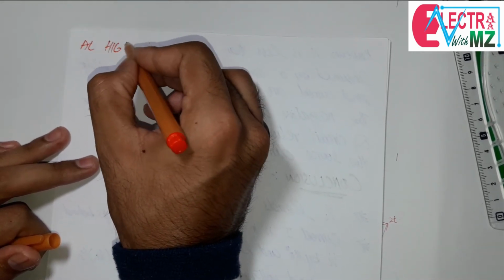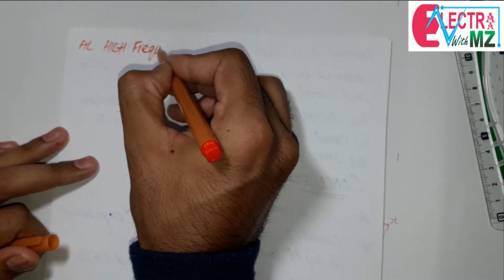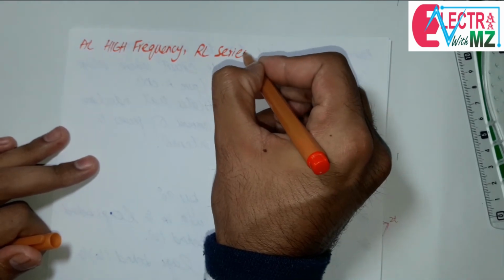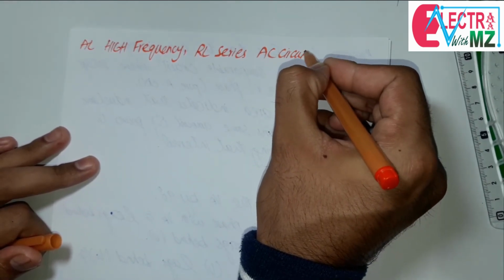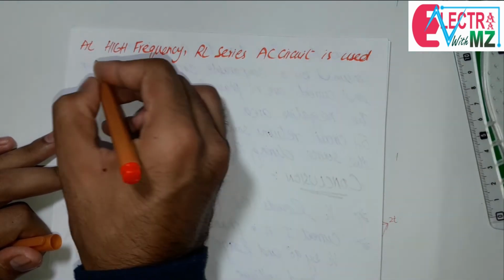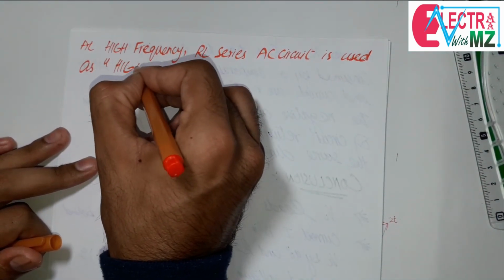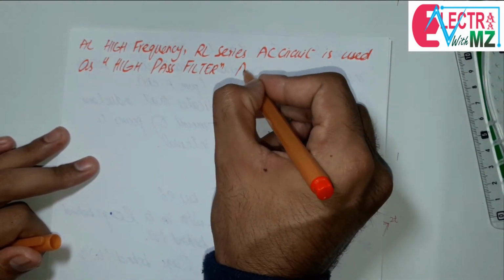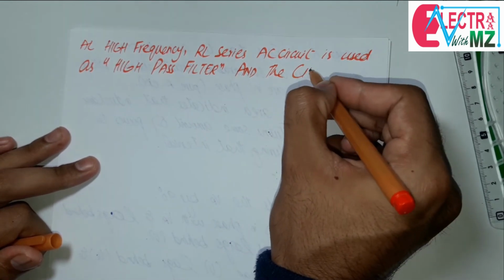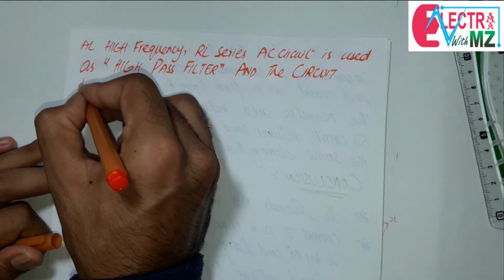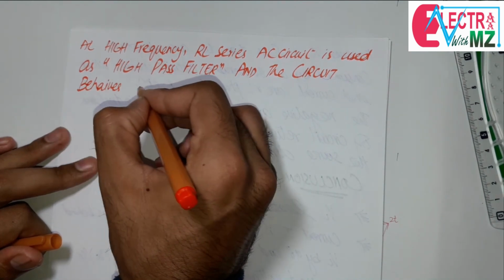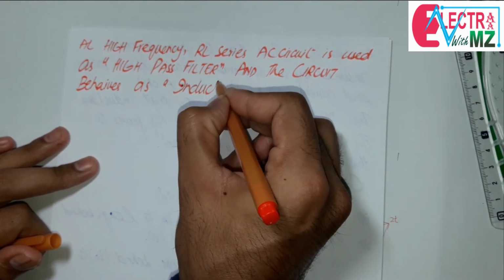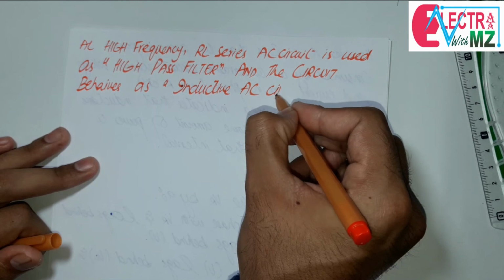at high frequency RL series AC circuit is used as a high pass filter, and the circuit behaves as an inductive AC circuit.